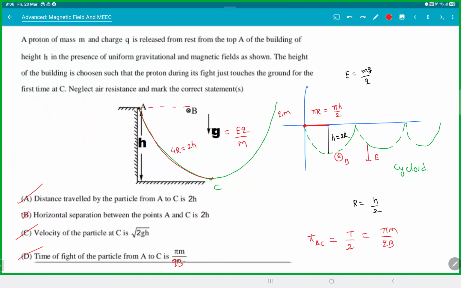Any doubts on this? Clear? So that is one way to play around.